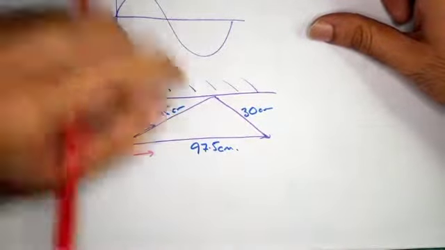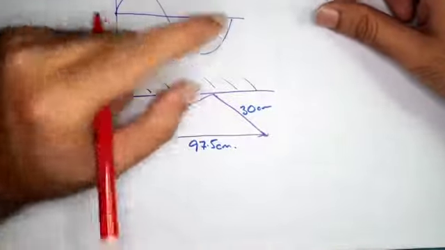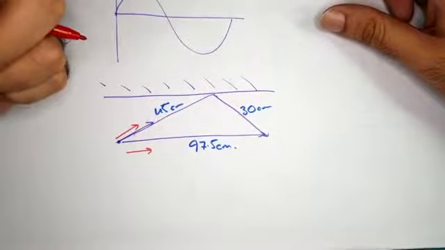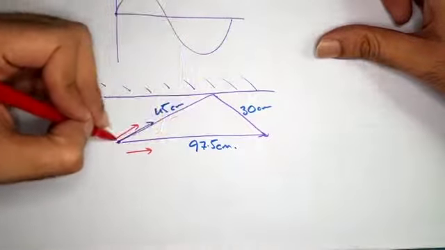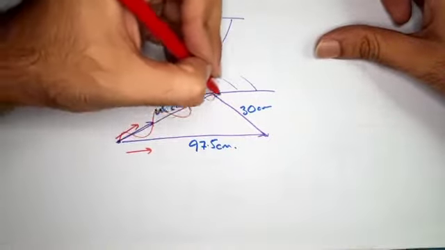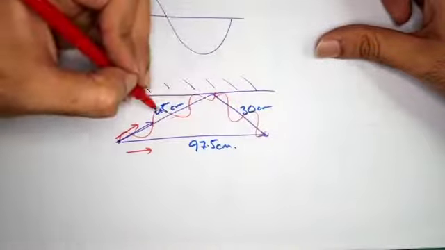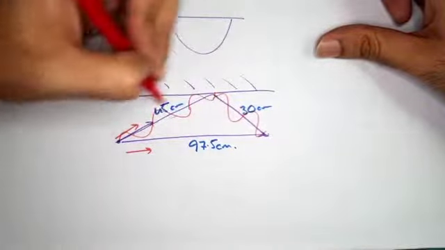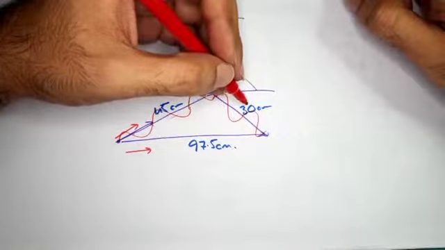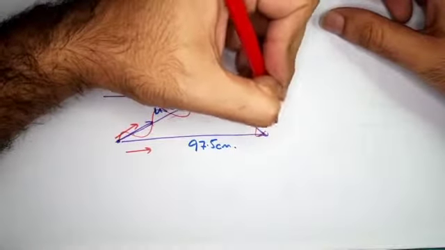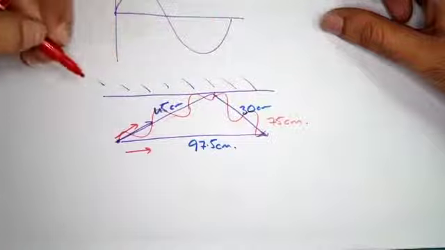Anyway, now the question is, we have two waves traveling, one along this direction and another along this direction. When they meet here, what would be their path difference? This is pretty easy. This is 45 centimeters, so a wave traveling along this comes back to here. So the total path of this route is 45 plus 30, which is 75 centimeters.